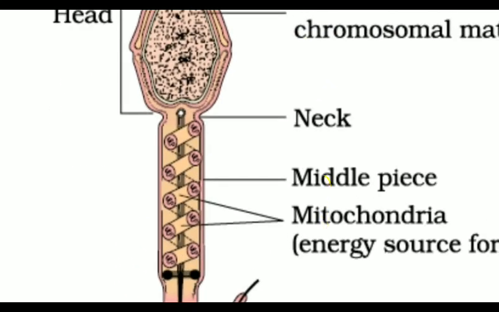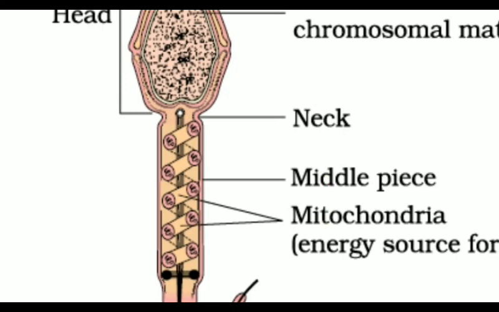And this neck region is given in the diagram. The neck region possesses two centrioles. One is a proximal centriole and the other one is a distal centriole. The proximal centriole helps in the division of the zygote. After the process of fertilization, formation of the zygote takes place, and we all know that this zygote divides by the process of mitosis, and formation of the embryo takes place. For the first zygotic division there is a requirement of a centriole, and that centriole is contributed by the sperm, which is present in the neck region.